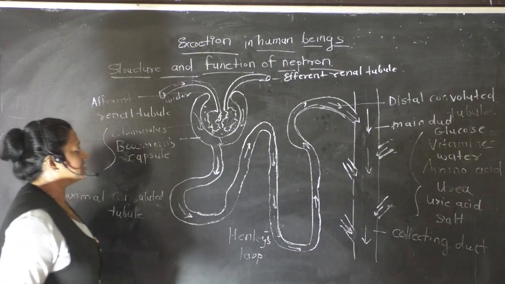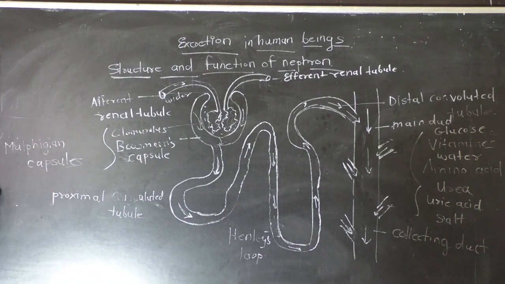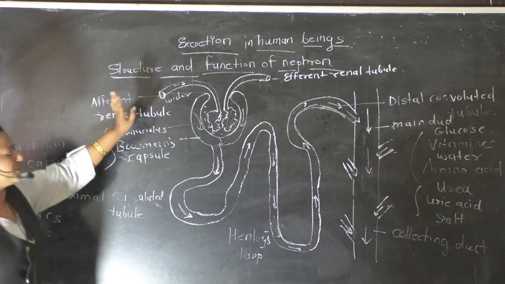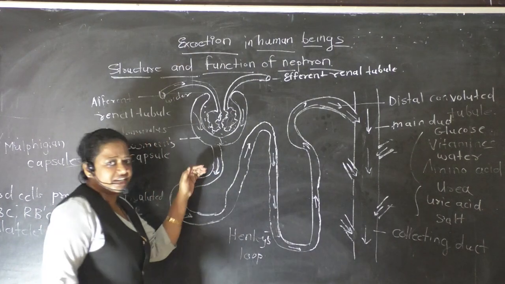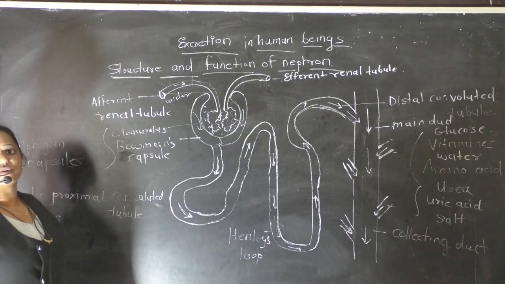While there are some particles which cannot be filtered through the Bowman's capsule, and those are blood cells. Blood cells, you know students, WBCs and RBCs, as well as platelets. These are unable to filter. So the particles which are unable to filter are mixing back into the blood. But the filtered particles are entering into this filtrate. Now this is called the glomerular filtrate.